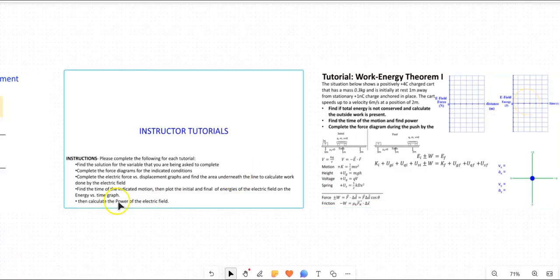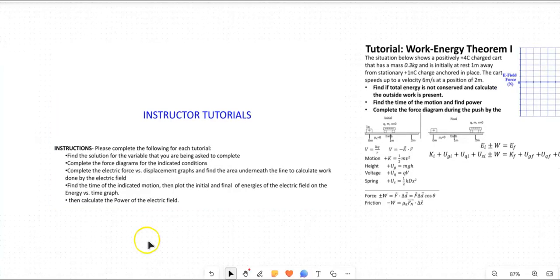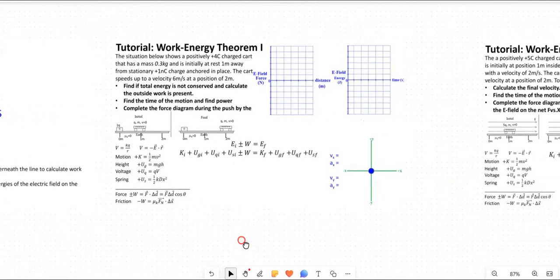So we're going to do all of these, right? And these instructions will be in the front of your quiz. All right, let's move on to the first one.